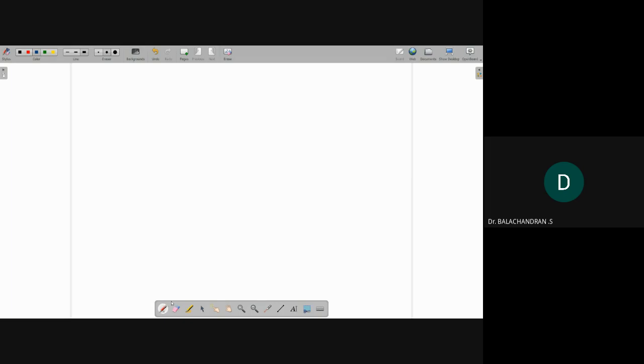So the next section is contour integration. From this, you can expect one question. It's a part B question or part C, whatever it is. Evaluation of definite integral using contour integration.